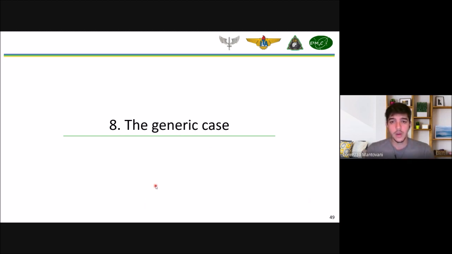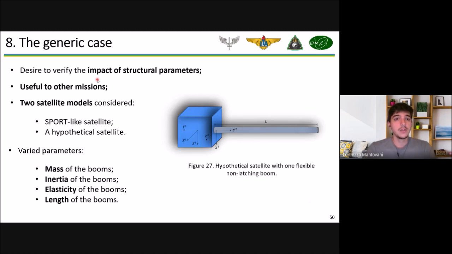Now we want to see what parameters can impact satellites in general, not just for the SPORT case. So we decided to vary structural parameters such as the boom's mass, length, and inertia, and to see how they would impact the satellite dynamics in general. We considered two satellite models, the SPORT-like satellite and a hypothetical satellite. What I'm showing you now is this hypothetical satellite, that's basically just a hub with a flexible non-latching boom attached to it here. And we varied the boom's mass, inertia, elasticity, and length.